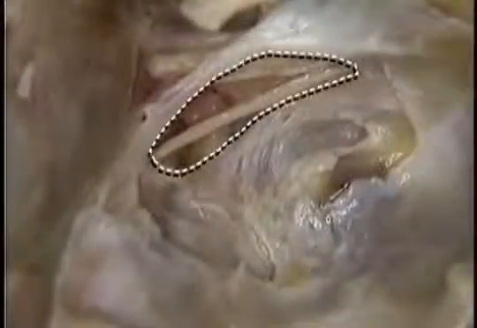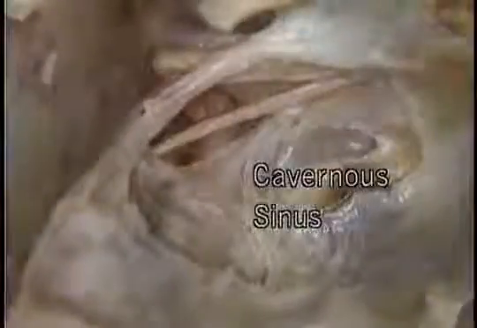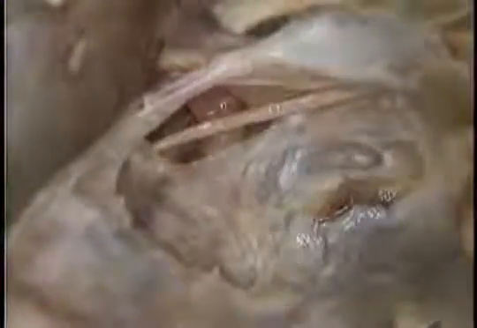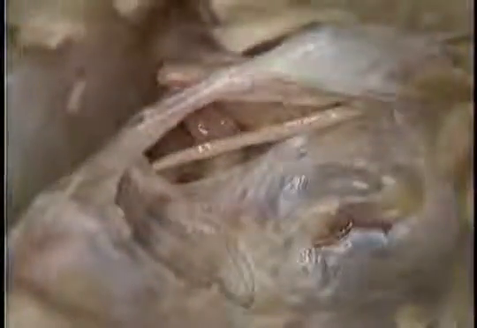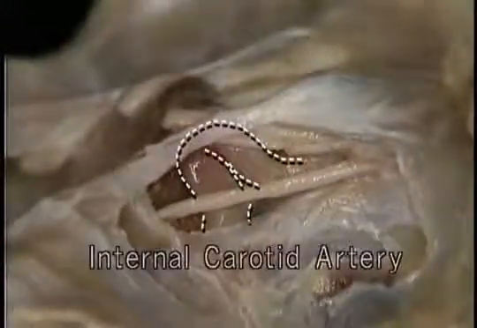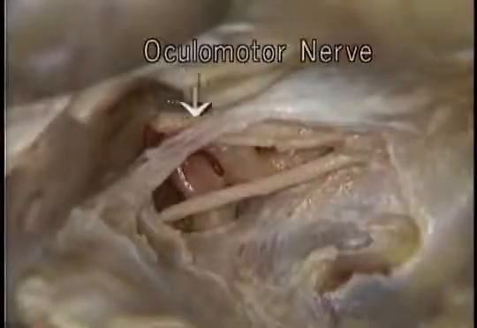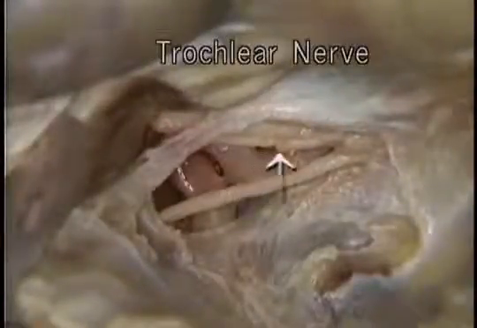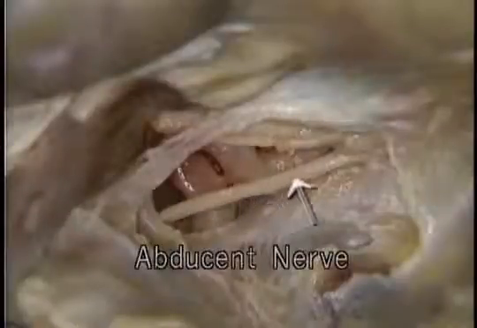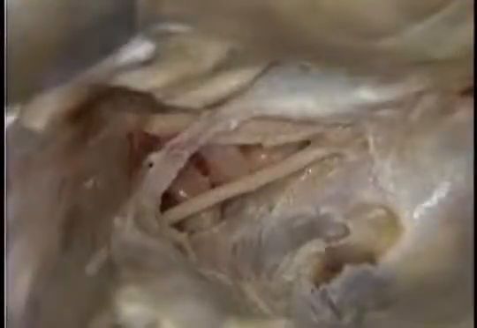This cavity that we've opened into is the cavernous sinus. In the living body, it's filled with venous blood. Within the cavernous sinus lies the internal carotid artery. The 3rd, 4th, and 6th nerves pass forward in the lateral wall of the cavernous sinus. Here's the oculomotor, here's the trochlear, here's the abducent. All 3 nerves pass forward into the orbit through the superior orbital fissure, which is here.